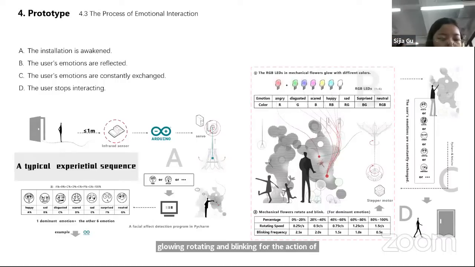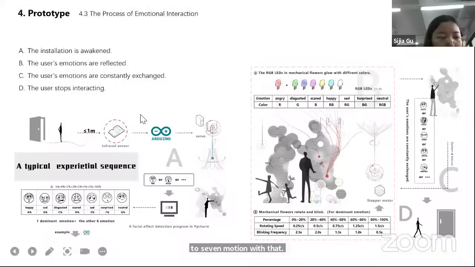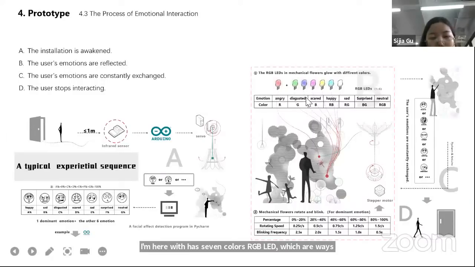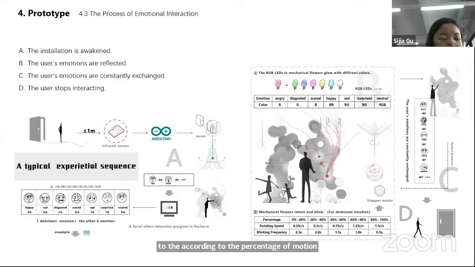For the action of glowing, it is applied to 7 mechanic flowers, corresponding to 7 emotions. We set 7 colors of RGB LEDs, which are placed in mechanic flowers. Here are some photos of our testing process. In addition, we set the brightness of LEDs according to the percentage of emotion. For the action of rotating and blinking, it is only applied to the mechanic flowers that present the dominant emotion.